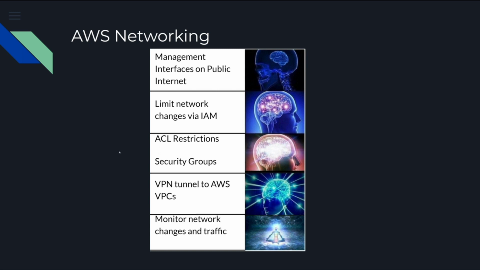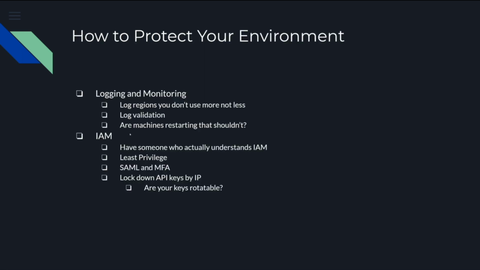Some of the best things that you can do is, you've got a good configuration, you're also monitoring traffic changes and logging things as well. So definitely log your regions that you don't use, even if you don't use them, because you want to be able to go back and see what happened in those regions after something happens. Most people have log validation on these days. Are there weird things happening in different regions? Are machines restarting that shouldn't? That's something you should be able to catch.